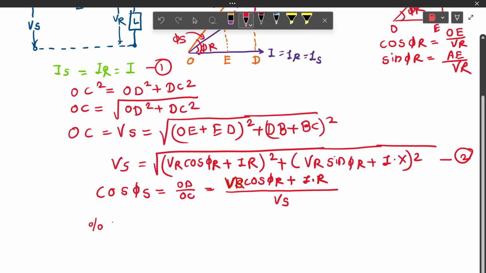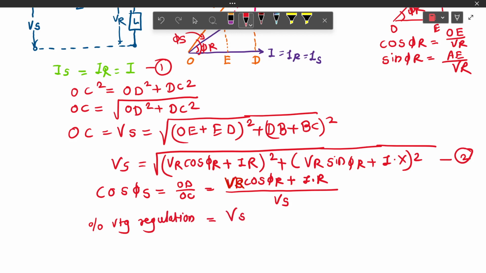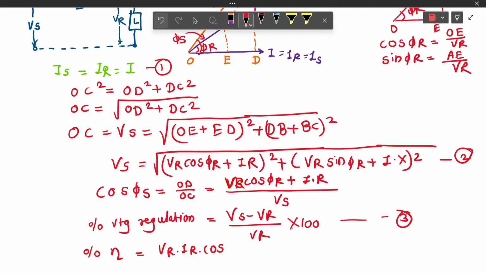We can calculate the percentage voltage regulation by the formula (Vs minus VR) upon VR into 100. This is equation number 3. And percentage transmission line efficiency is output power upon input power, or output power upon output plus losses. Hence, the output power is VR, IR, cos phi r, upon output power, same VR, IR, cos phi r, plus losses. Losses take place as I square R, into 100. So this is equation number 4.